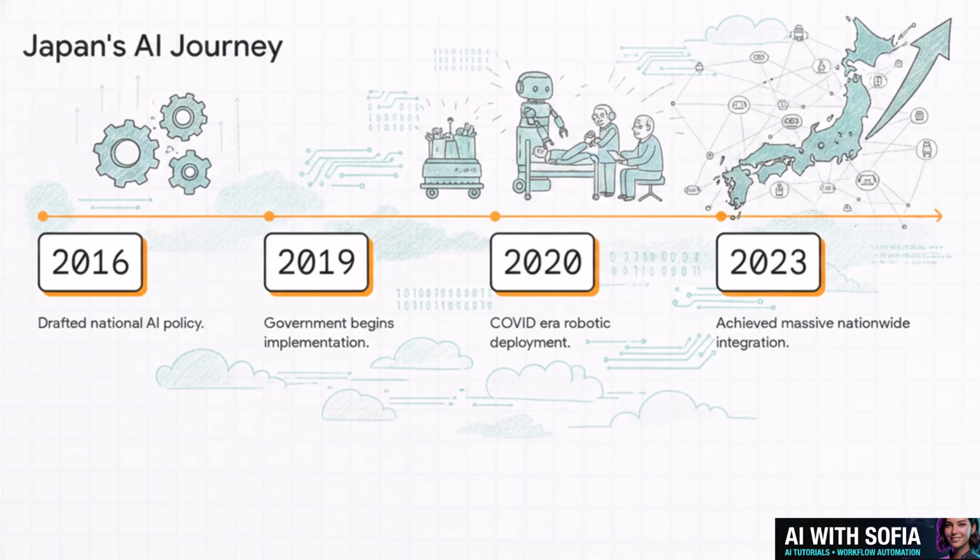And then during the COVID era in 2020 and 2021, when the whole world was locked down, Japan was literally out there deploying AI robots to carry groceries and nursing robots to safely lift patients between beds. They even had physical elder care chatbots that made actual eye contact to keep isolated seniors company. So by 2023, they had already hit this massive nationwide AI integration.